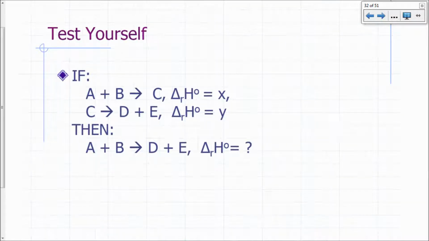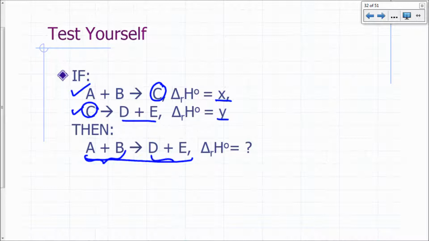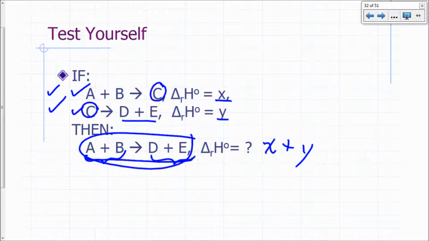How about this one? A plus B gives you C, and then C gives you D plus E. Delta H for this first step is X. Delta H for this second reaction is Y. What's the delta H for this reaction down here? What happened here? A plus B became C, and then C eventually became D plus E. Right? So A plus B eventually becomes D plus E. So you can imagine this as occurring as a series of 2 steps. The first step, A plus B first turned to C, and then C turned to D plus E. So what's the delta H for this one? It's just going to be X plus Y. That's what Hess's law is all about. Okay.